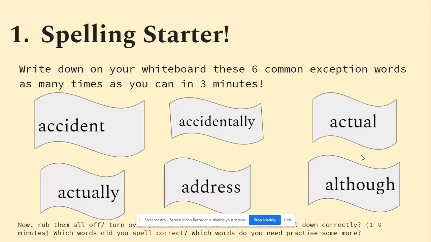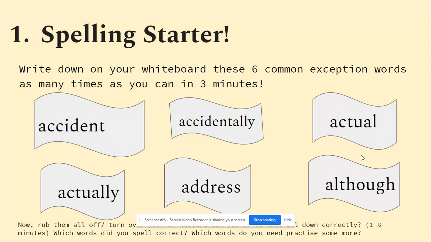So before we start each lesson now, we're going to be starting to do this new thing, which is a spelling starter. These spellings are from your Year 3-4 word list. And what I'd like you to do, of course, some of you might not have a whiteboard at home, but can you find some scrap paper and write down on your sheet of paper or whiteboard these 6 common exception words as many times as you can in 3 minutes. So if you just get an online timer out, or if you've got an iPad or phone nearby, you can ask your parents if they can set up a 3-minute timer.